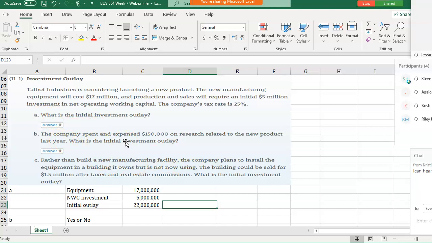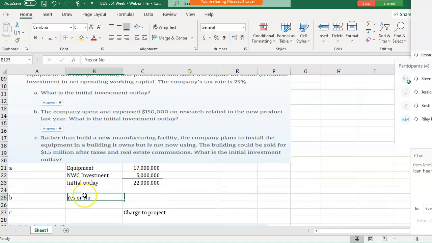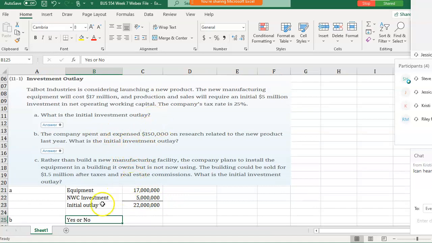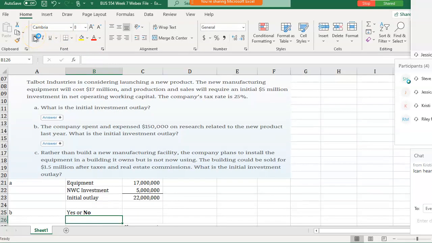For part B, it says the company spent and expensed $150,000 on research related to the new product last year. What is the initial investment outlay? So basically what they're trying to figure out is, should we change that, yes or no? I put down yes or no right there to say, do I change my initial outlay of 22 million because of the 150? And the answer would be a no. So the answer is no.